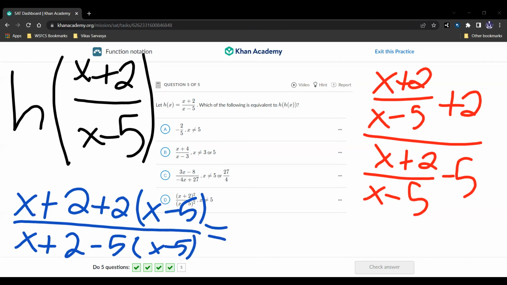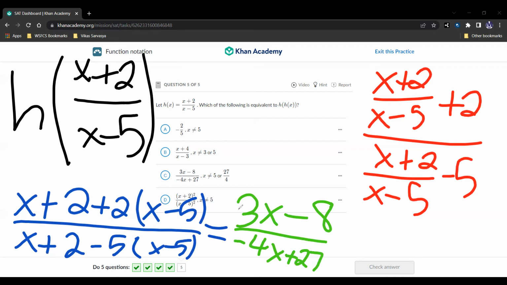Expanding this out, let's see. It's going to be 3x minus 8 over negative 4x plus 27, provided that neither of the denominators are 0. So x is not 5, and then the second one, negative 4x plus 27 is not 0, so x is not 27 over 4. And then looking at our answer choices, we can see that that is answer choice C, and that is our answer.